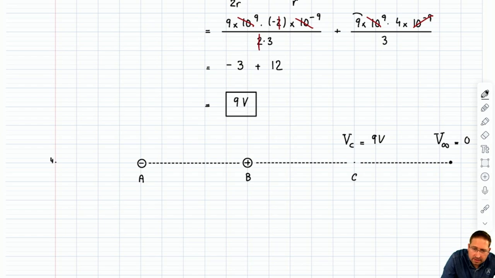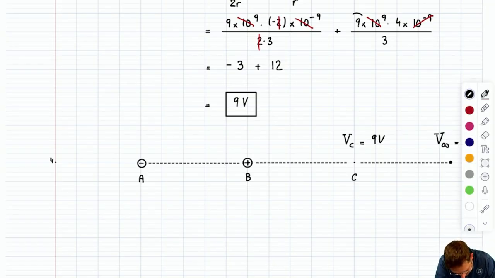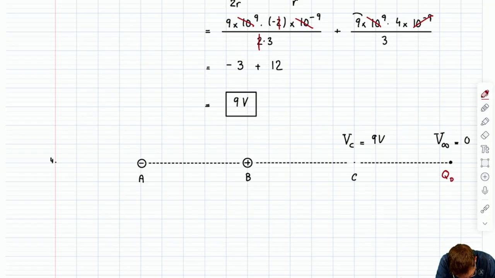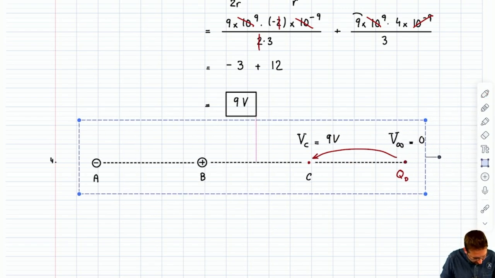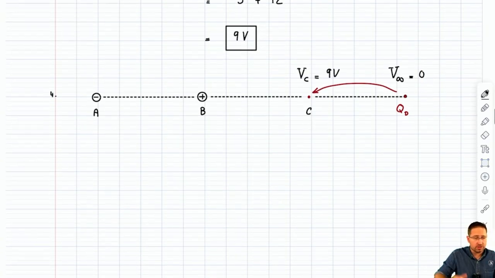Okay. So now a third point charge, QD, with 3 times 10 to the negative 9 coulomb of charge, is brought to point C from very far away, so from infinity, and held in place. How much work does this require? Okay, so we're saying that QD started here, and it's brought all the way over to here, right, and held in place. How much work does that require? Okay, now this is an interesting question. It's a pretty classic question, actually.